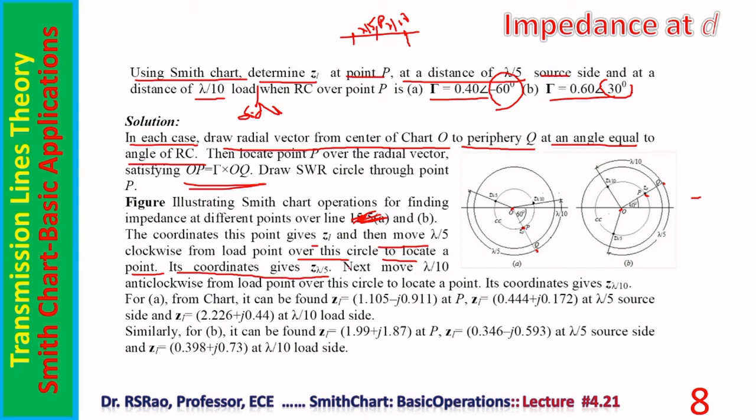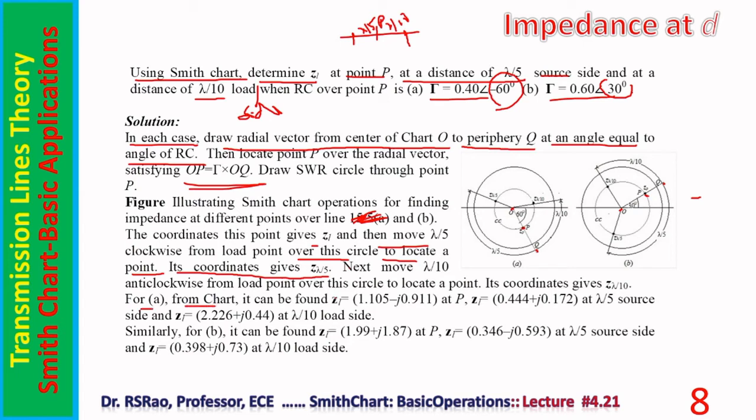Next, move lambda by 10 anti-clockwise from the load point over the circle to locate a point. Its coordinates give Z at lambda by 10. Note, when the point where we want the impedance is on the load side, the movement is anti-clockwise. When the point where we want the impedance is on the source side, then the movement is clockwise.